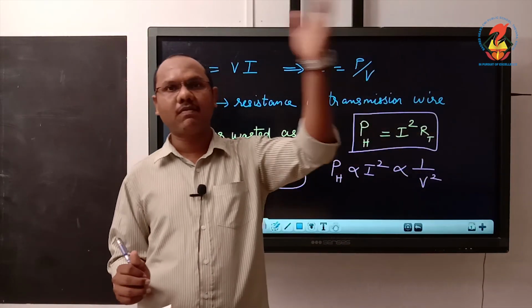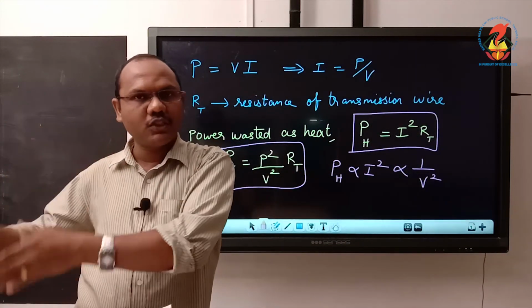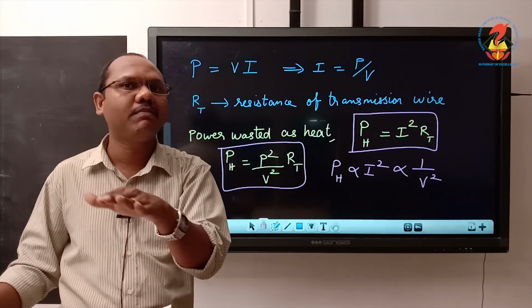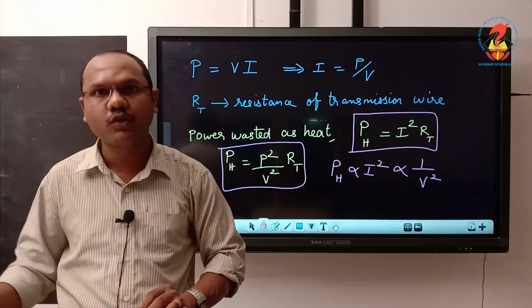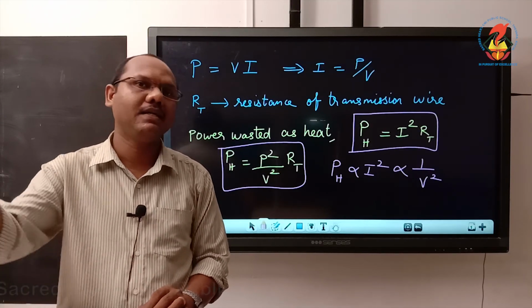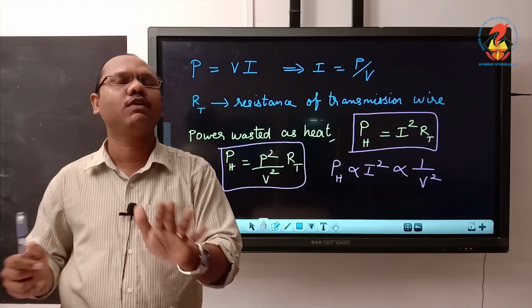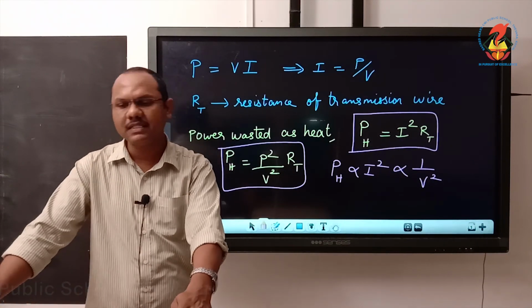From there the power is transmitted, and when it reaches our substation, we use a step down transformer to step down its voltage to around 230 volt, and that is sent to our household circuits. So that is the function of the transformer in long distance power transmission.